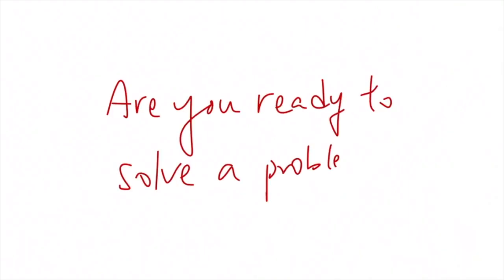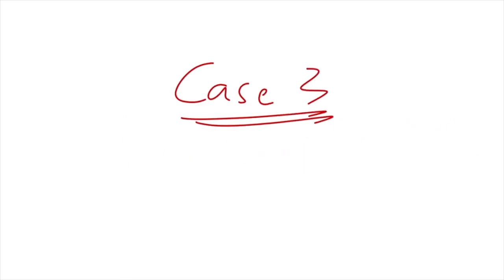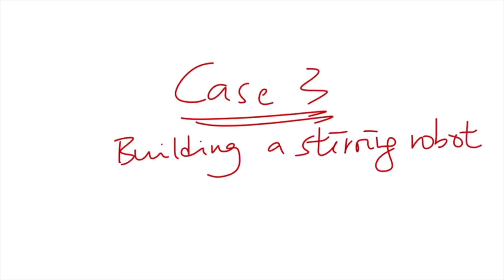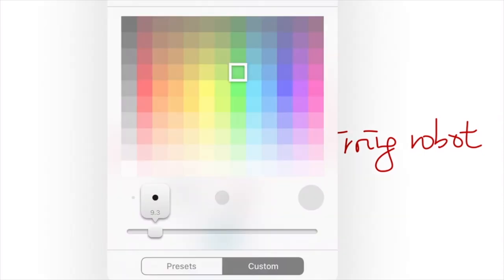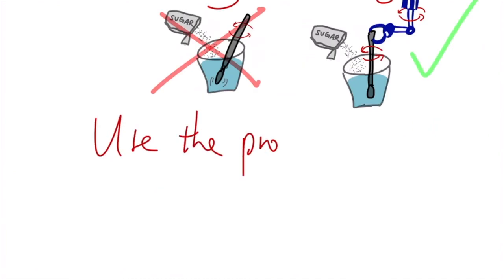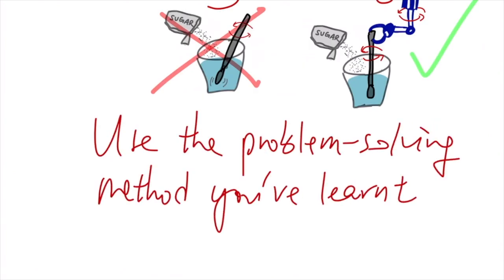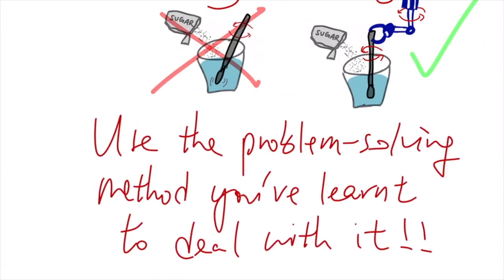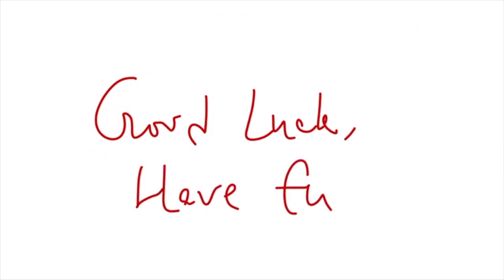Are you ready to solve a problem? All right, let's do it. Case number 3, building a stirring robot. When you are having a hot tea or hot chocolate, sometimes the sugar or the powder simply doesn't dissolve no matter how hard you stir it. This is the moment where you hope to have a blending machine or robotic arms to stir it for you. Now, use the problem-solving method that you have learned to deal with this problem to build a robot. Everyone, good luck, have fun.